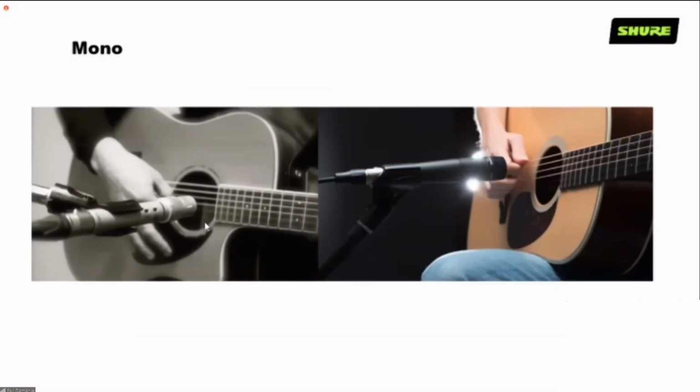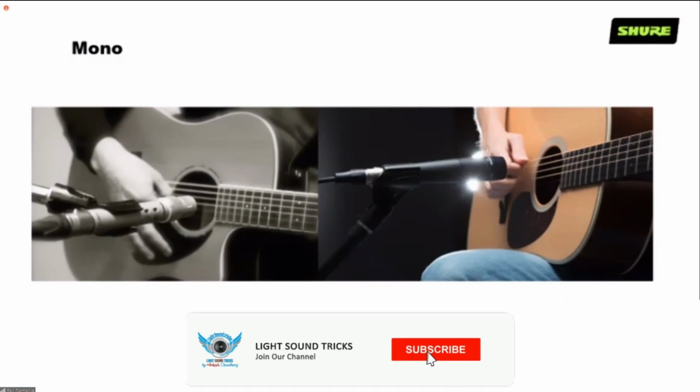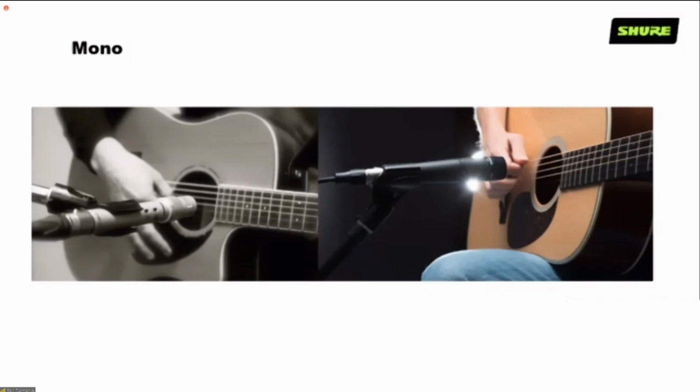So mono, very simple, straightforward. Try and place the microphone reasonably close. Give the sound some place to bloom, some little resonance that you want to capture from the instrument. Point it towards the sound hole, and it should be pretty straightforward.